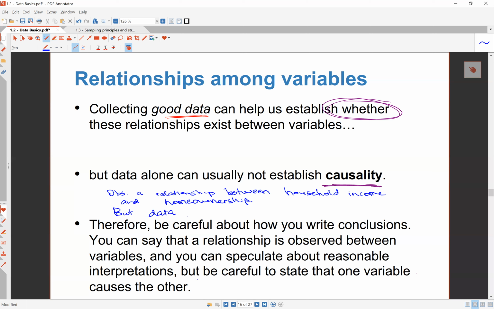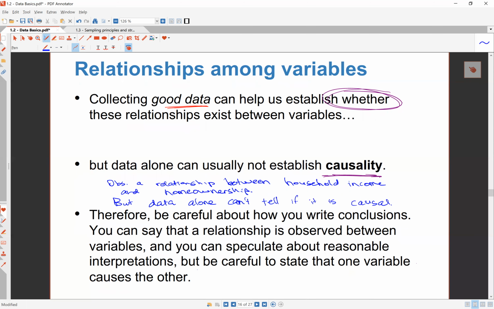But the data alone can't tell us whether it's a causal relationship. So can we say higher income causes people to own homes? No, it's conceivably possible, right? But the data doesn't actually give us that level of information. The data can only tell us, in general, counties with higher household incomes have a higher percentage of home ownership. So be careful how you write these conclusions in general.